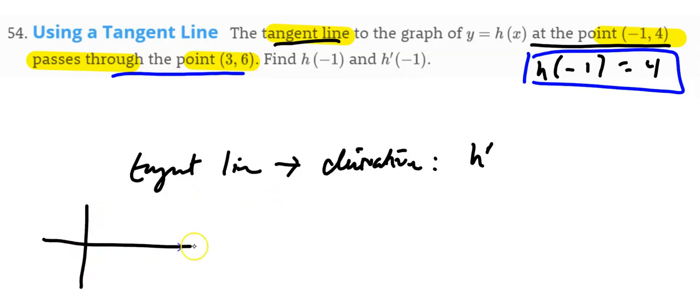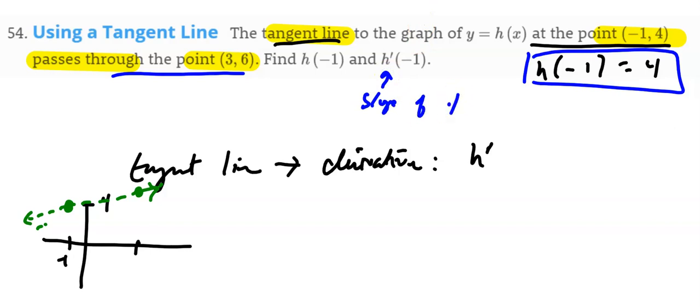If you're not sure what's going on here, let me draw a picture for you. Here's negative 1, 4. Here is 3, 6. There's some function, and we have no idea what the function looks like. But basically, there's a tangent line that is tangent to the function at negative 1, 4. As the line continues, it passes through this other point, 3, 6. So if I want to find h prime of negative 1, that is the slope of the tangent at x equals negative 1 on h.